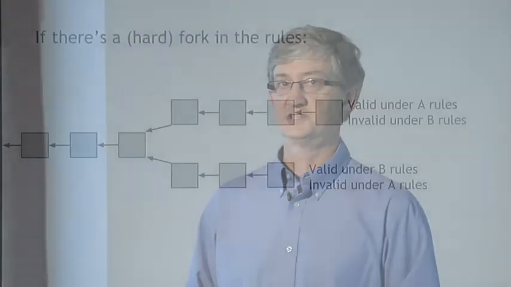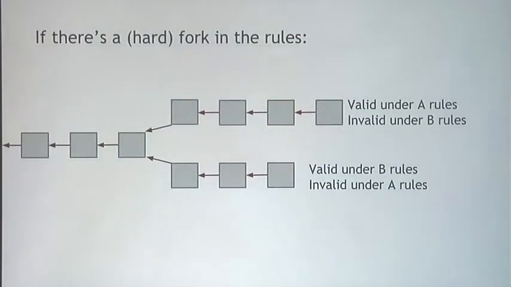Let's look a little bit more at what happens if there's a fork in the rules. And I'm talking here, in a previous lecture, we talked about the distinction between a hard fork and a soft fork. I'm talking about a hard fork here. So what happens is the following. Here we have the blockchain, which is coming along, building up the history. And at some point, there will be a fork in the blockchain if there's a disagreement about the rules. And you get two branches.